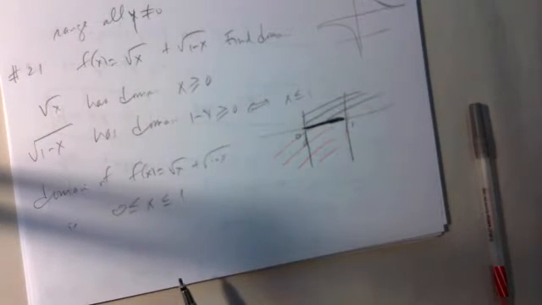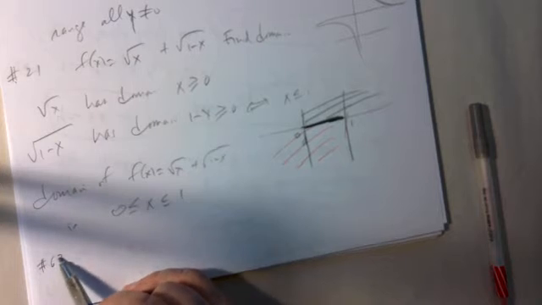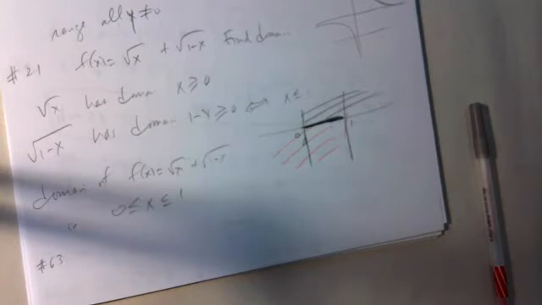Also in section 1.3, there is this set of problems 57 to 63 odd. So let's look at number 63. We have the function, let me take a better piece of paper.